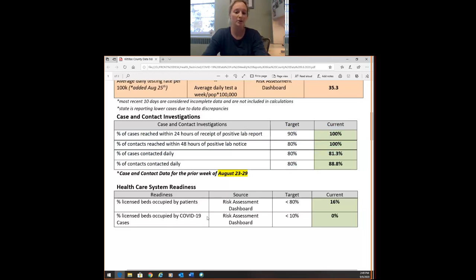I hope that helped explain the data and the metrics that we use here at Public Health, and that you have a better understanding of why we use them and how we get those numbers.